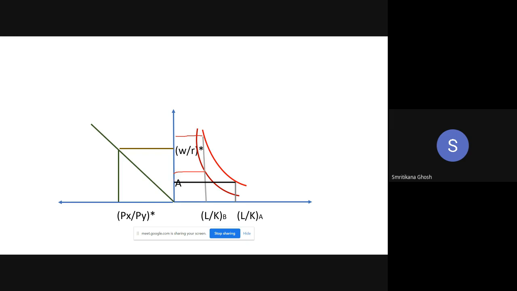But for country A, the range is here. It's far away from that. Obviously, there is no overlapping zone. This is true. But at the same time, W by R star is not within the range of country A. So he has to go for complete specialization. But country B will go for incomplete specialization. So it's a mixed case. So these are the different options. This is a special case. As we have discussed the general thing, now we are discussing the special cases.